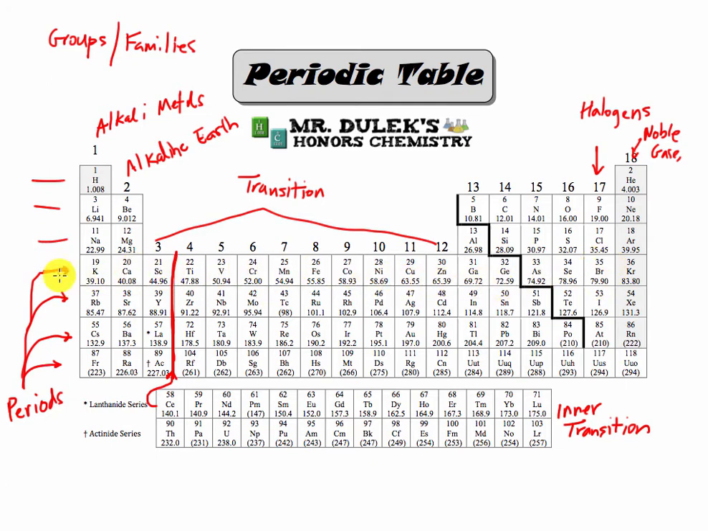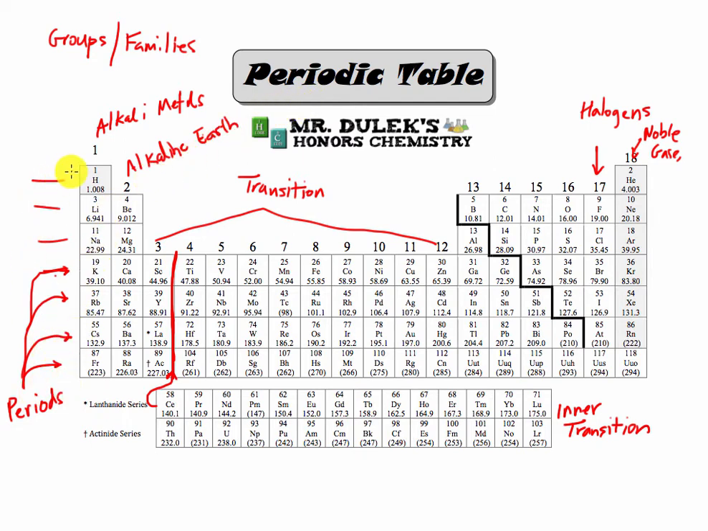So if I go from left to right, they get more reactive, and then they get less reactive in the middle, and then more reactive, and then not reactive, and then it starts over again. That's why it's called the periodic table, because it keeps repeating that same pattern over and over again. All right? So periods are here.